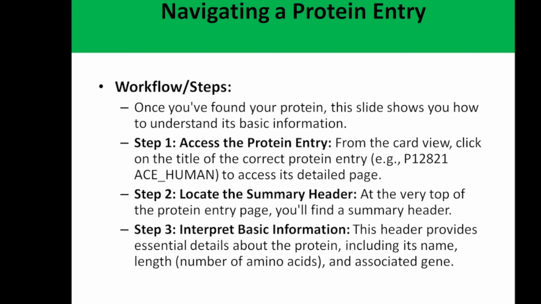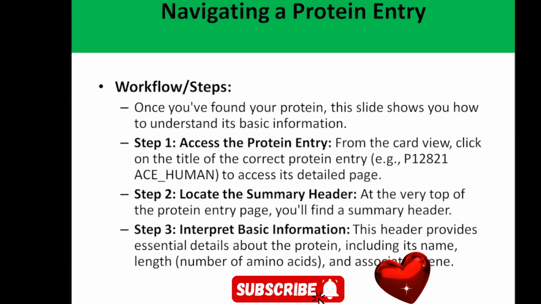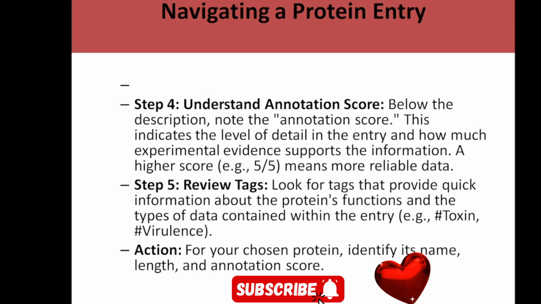its detailed page. The second step is to locate the summary header at the very top of the protein entry. You'll find the summary header, by which you will be able to interpret your basic information. And lastly, we come to step 4, which is to understand the annotation score. How can you understand the annotation score? Below the description, note the annotation score. This indicates the level of detail in the entry and how much experimental evidence supports this information.